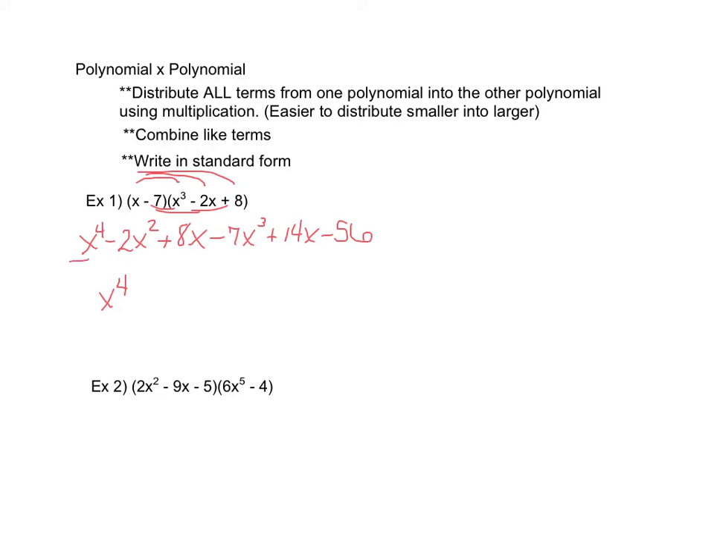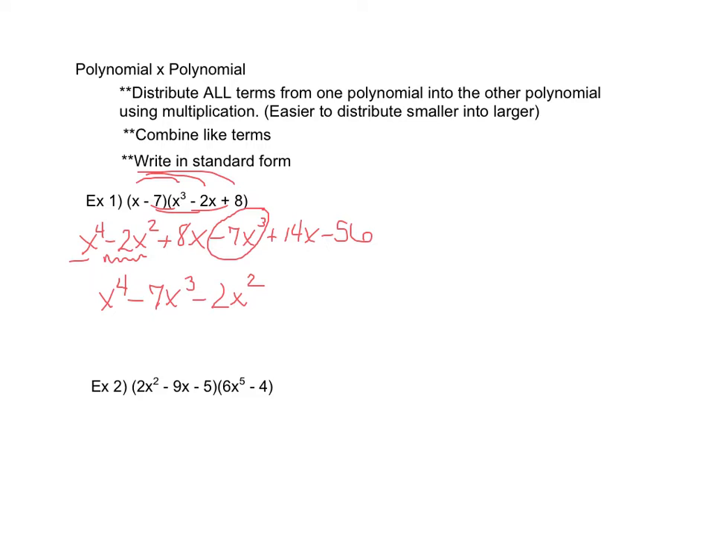Next thing I'm going to do is pull my x cubed term, so I can have it in standard form. I don't have any other x cubed terms, so I'm going to say minus 7x cubed. I also don't have any other x squared terms, so I'm going to pull that down.